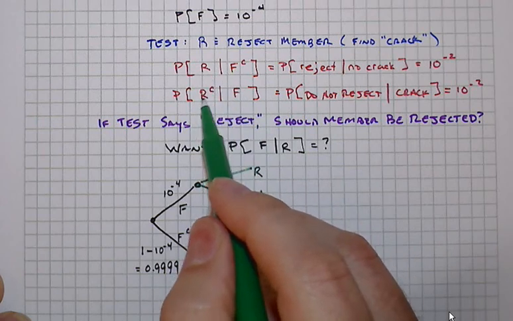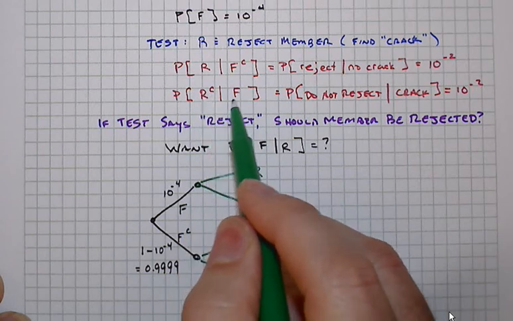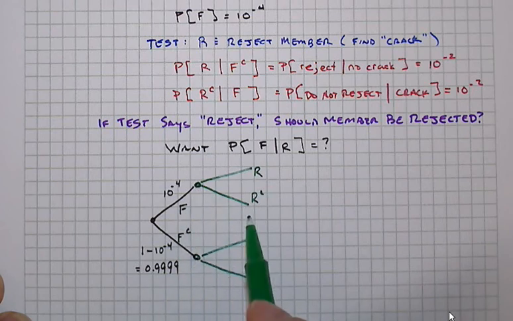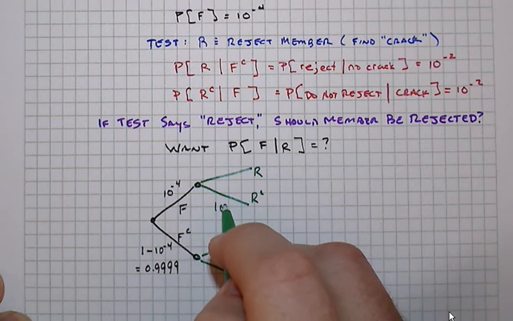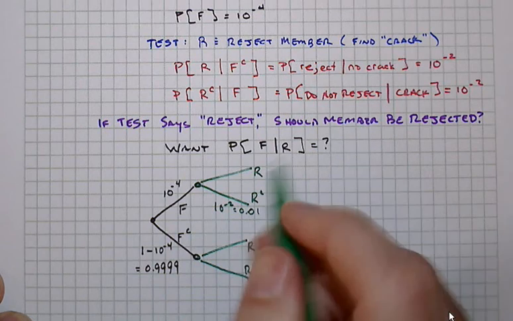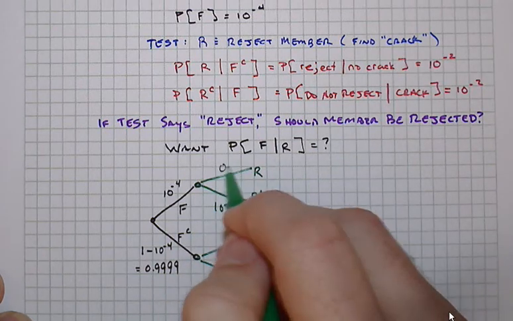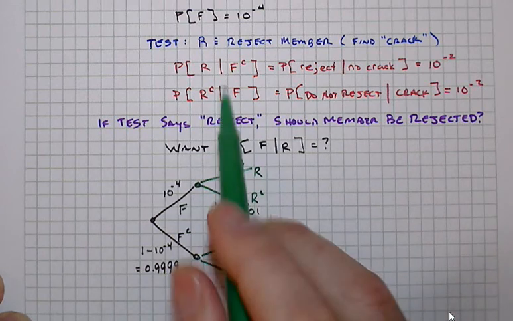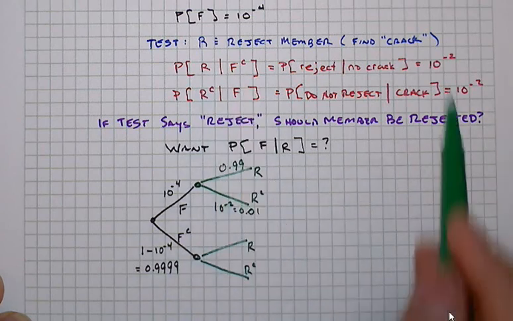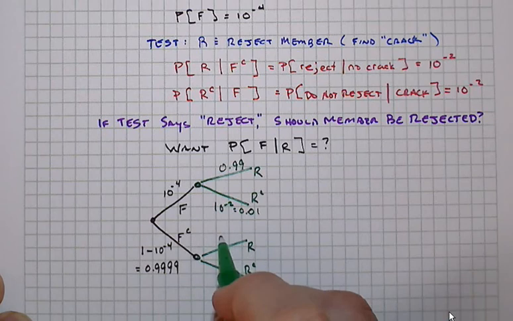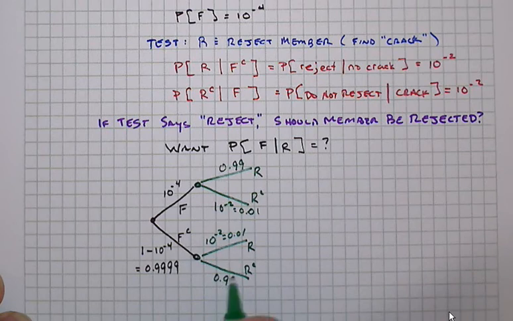And so the information we have up here tells us what we want. So the probability of not rejecting given that we have a crack is 10 to the minus 2, or 0.01, and then that makes the other one 1 minus this, so 0.99. Then down below we've got the probability of R given FC is 10 to the minus 2, or 0.01. Of course, that makes the other one 0.99.